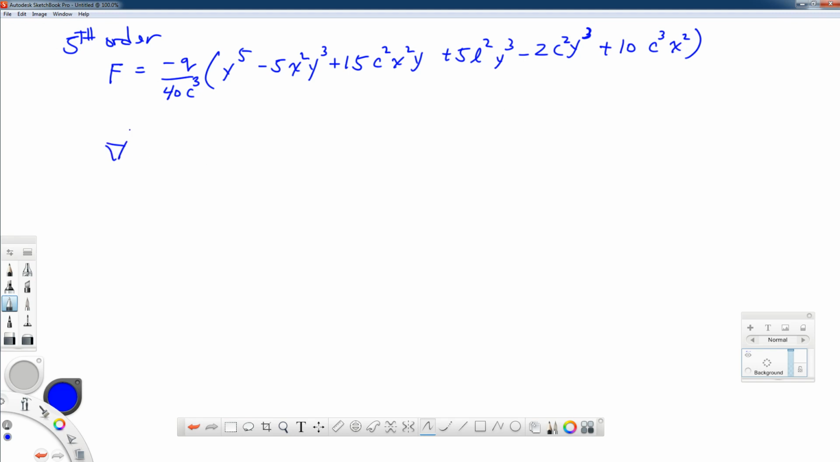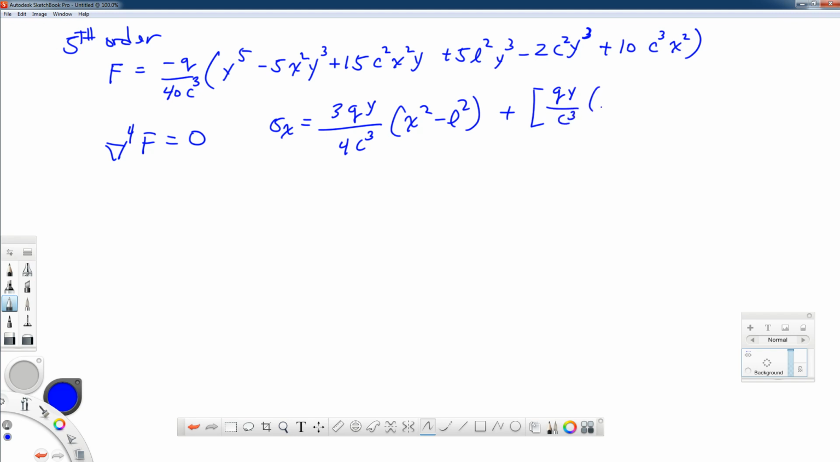Believe it or not, del fourth F does equal 0 in this case. You may want to verify that. The stress fields do look something like this. Sigma x is equal to 3q, q being some kind of constant, times y over 4c cubed, x squared minus l squared, plus this other term, qy over c cubed, 0.3 c squared minus 0.5 y squared.